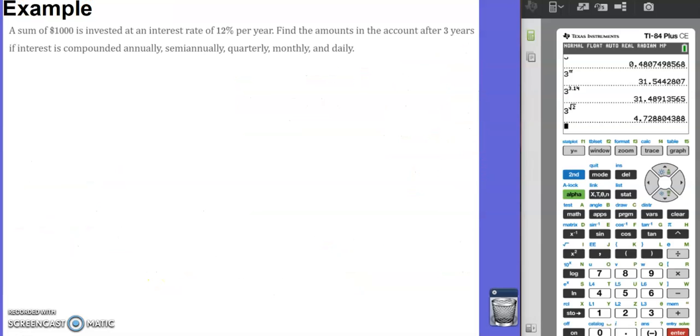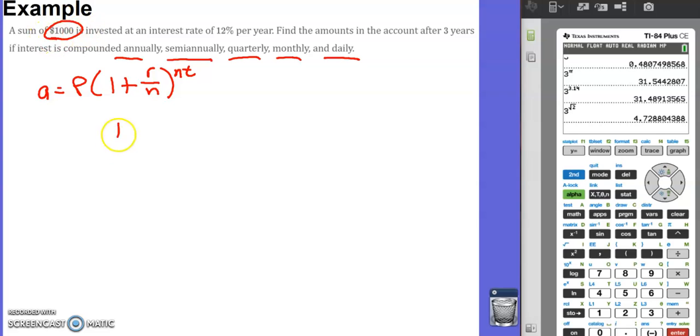So let's look at a problem here. Here's an example, a sum of $1,000 invested at an interest rate of 12% per year. Find the amounts in the account after 3 years if interest is compounding annually. I want you to do it annually, semi-annually, quarterly, monthly, and daily on this problem. And notice you're going to use that same formula on every single one of these. So let me walk you through the first one. So the principal is $1,000. So that's what I'm starting with.